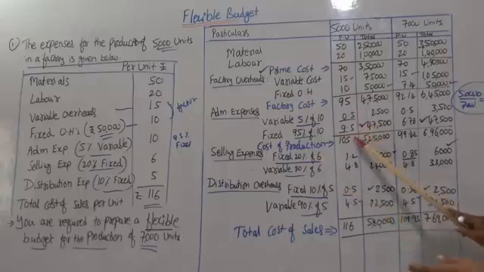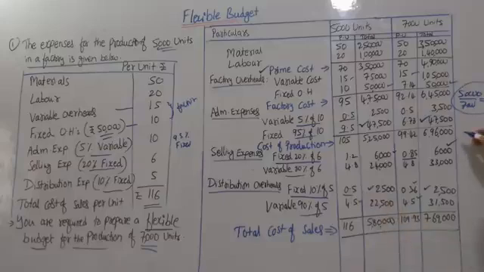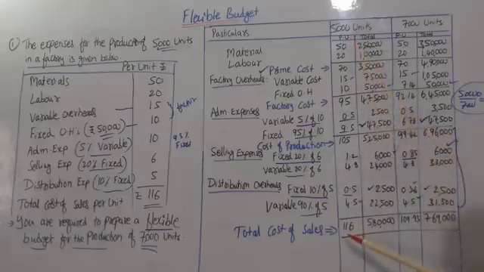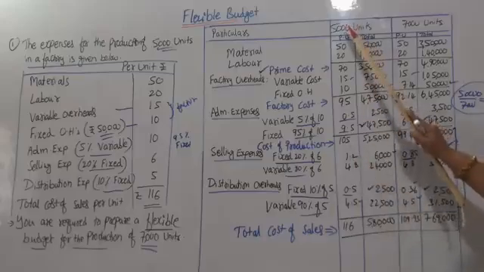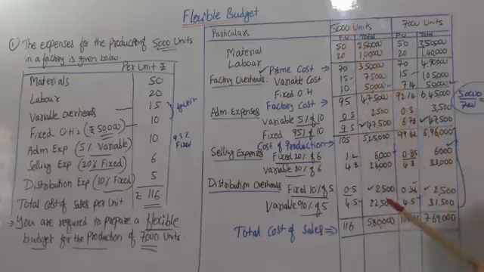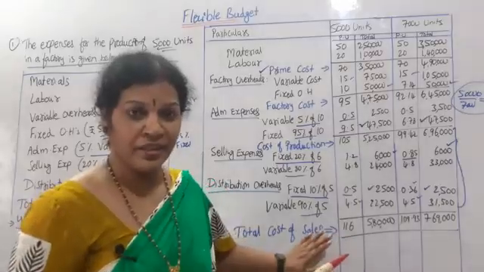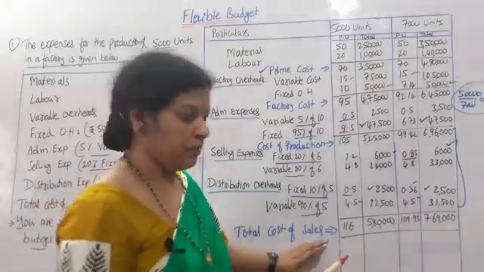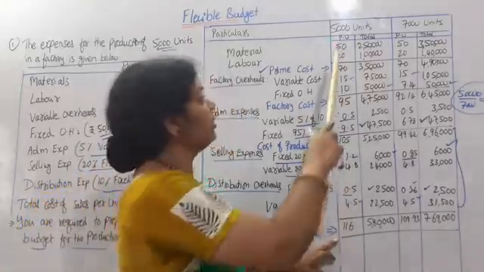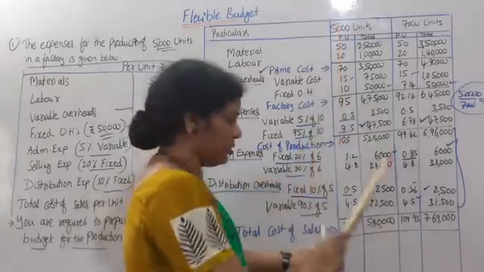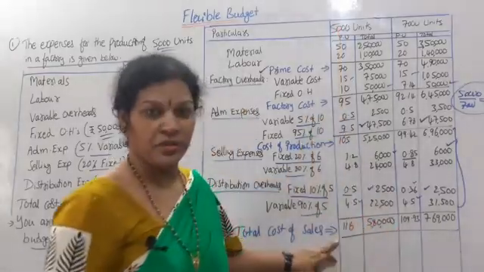And lastly, if you total up all these things, 105, 1.2, 4.8, all these things, you will get the total cost of sales. Total cost of sales per unit is 116. For 116, when 5,000 units are there, the cost is 5,80,000. That is the calculation we got at the end.